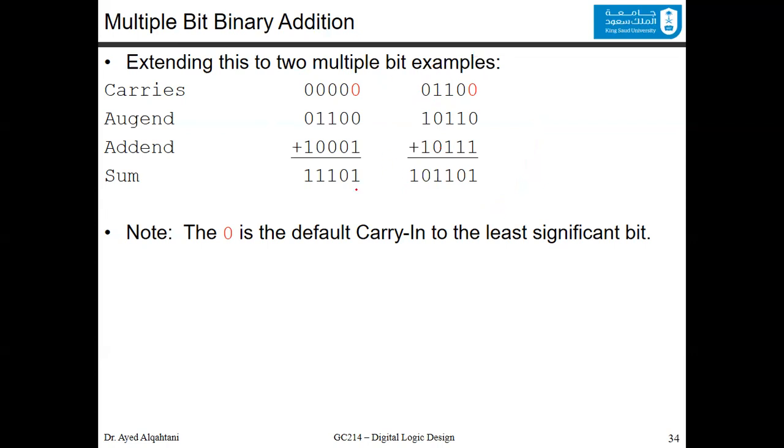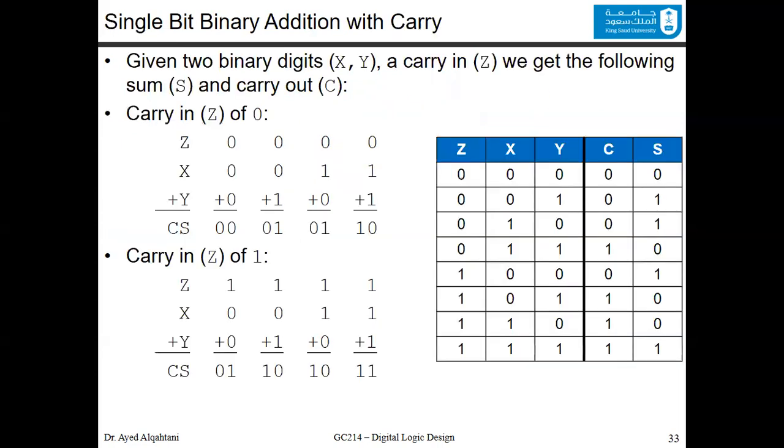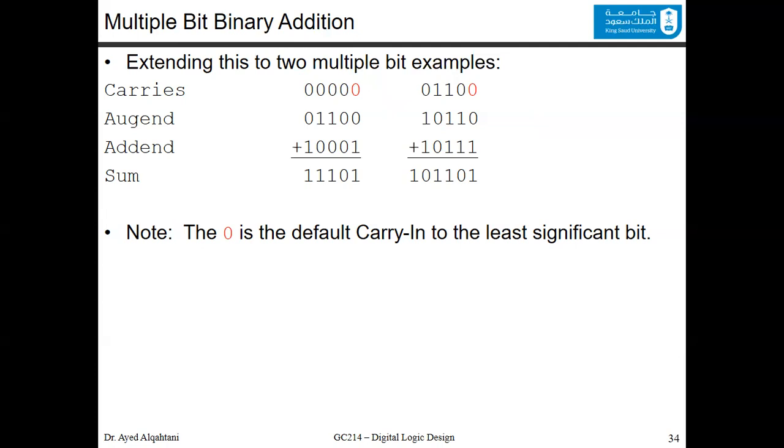That's what we do when we have multiple bit binary addition. And you can see this is super easy if you know the rules that we described in the previous slide. It's also good to mention that this position here is the least significant bit. And this one in the augend, this is the most significant bit.